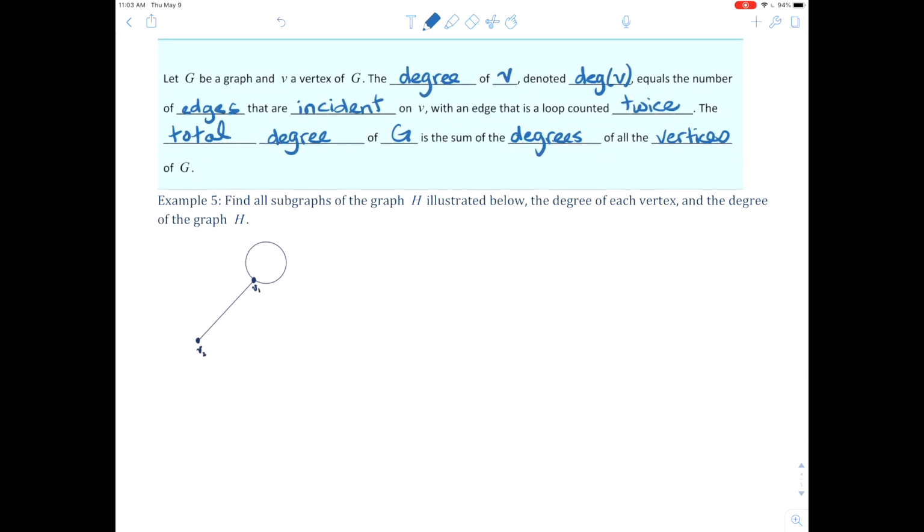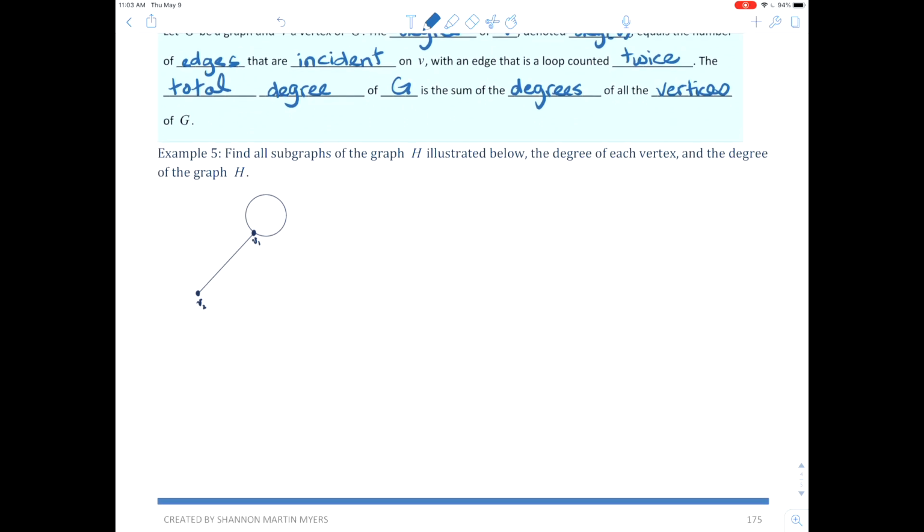All right, so now let's look at this graph here, example 5. We want to find all subgraphs of the graph H illustrated below. So our subgraphs are going to be, looks kind of small, but you'll be surprised how many that we have. Let's just sort of find out some info about this graph. So this is the graph H, okay?